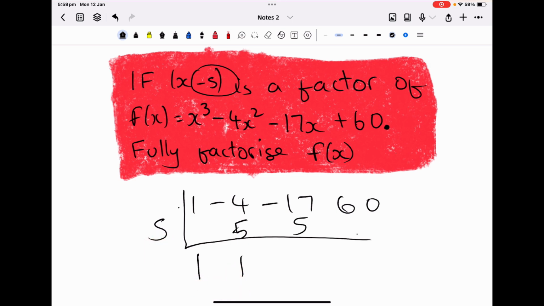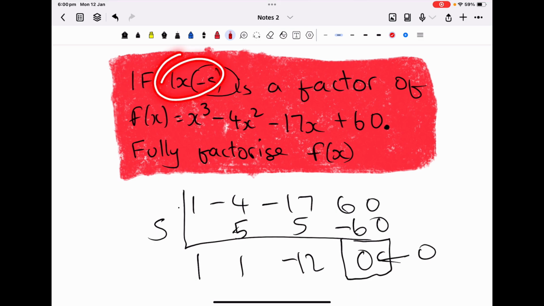So you get 5, -12 here. Multiply these two, you get -60, and then add down, you get 0. And this number, by the way, is the remainder. This will always be 0, because you know that x minus 5 is a factor, so this is guaranteed to be 0 anyway.